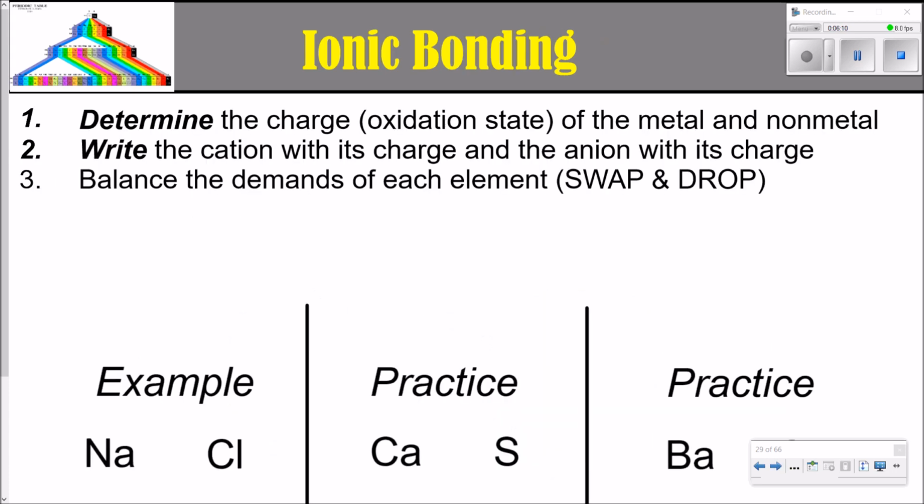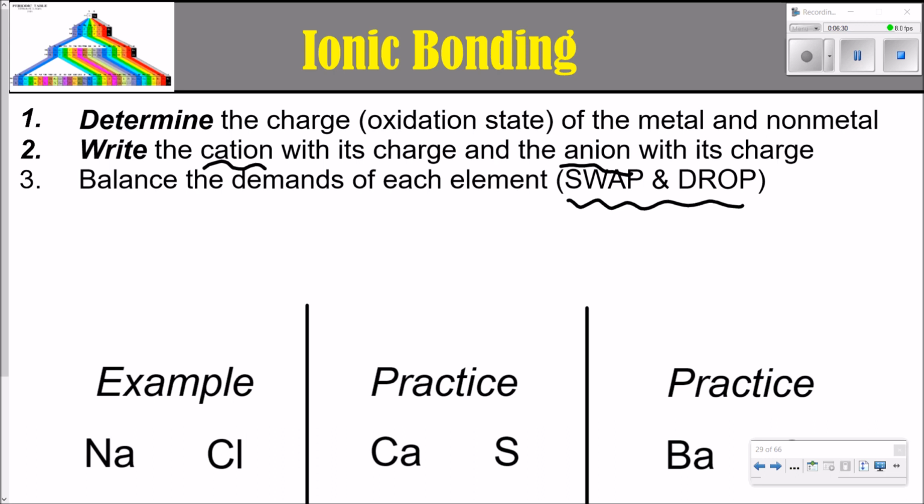So in order to use oxidation states to form ionic bonds, we're going to follow these 3 steps right here. We're going to first determine the charge, or that oxidation state, of the metal and the non-metal in question. Then we're going to write our cation with its charge and our anion with its charge. And then we're going to balance the demands of each element, and layman's term for it is swap and drop.